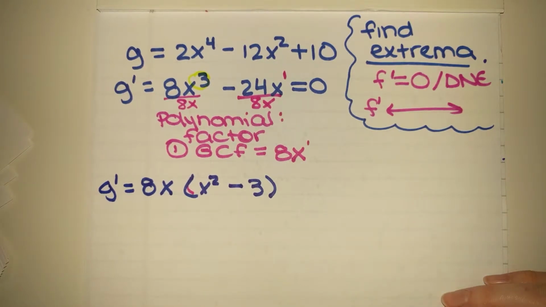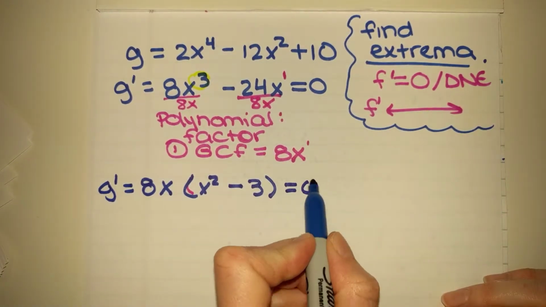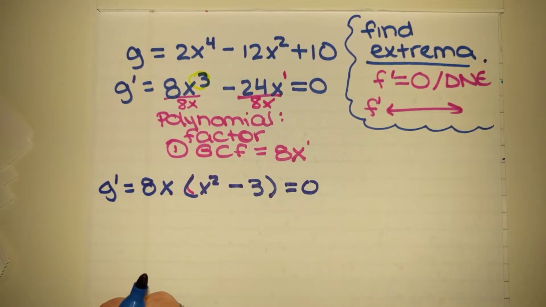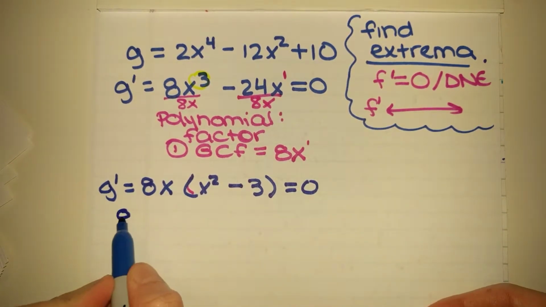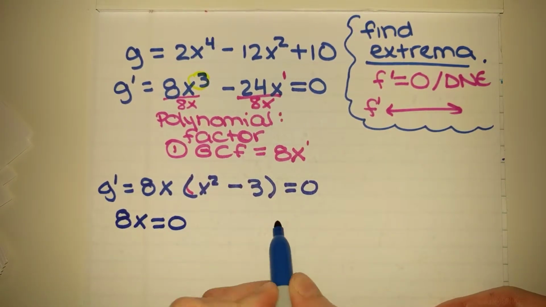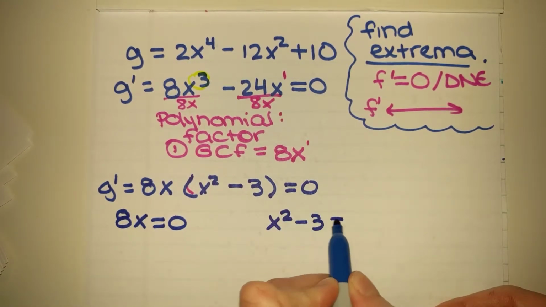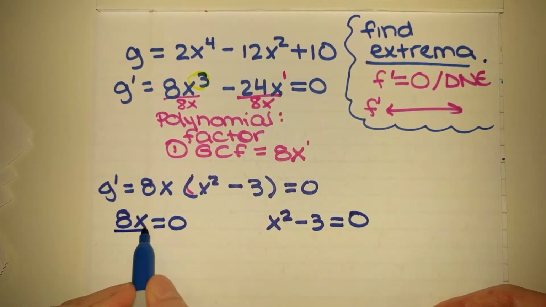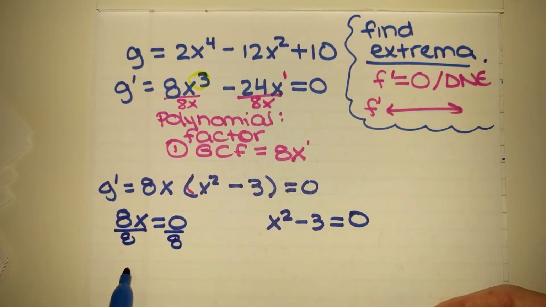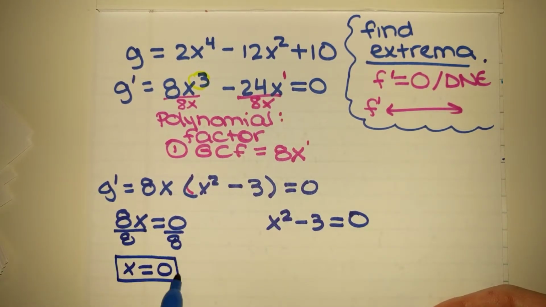Now, once it is factored, we then set each of the factors equal to 0 as a method to find the critical numbers. So we'll take 8x and set that equal to 0, and then x squared minus 3 and set that equal to 0. Over here, we divide by 8, and we get x is equal to 0.